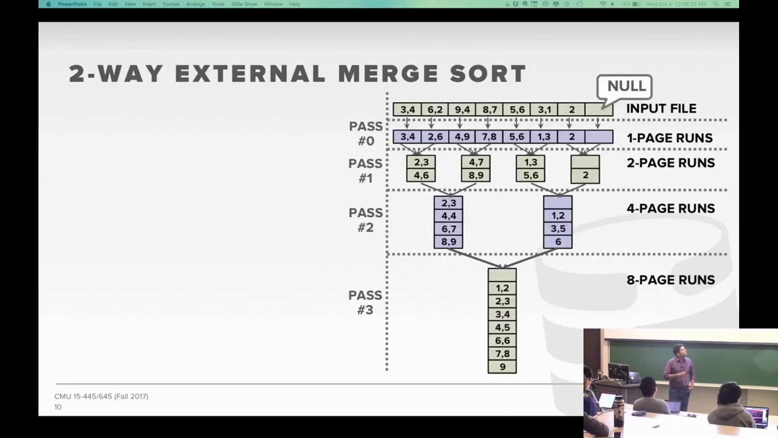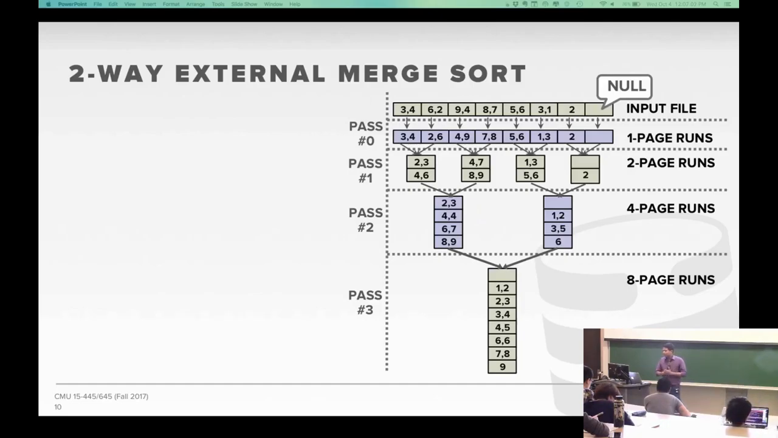So this picture illustrates the two-way external merge sort algorithm. You can see that in the zeroth pass, we sort each page, okay? We sort the contents of each page. In this example, each page has two entries, okay? So you sort them, and that's referred to as a one-page run. In the second phase, you pick two one-page runs, and you use a merge algorithm to merge them into a larger two-page run, okay?